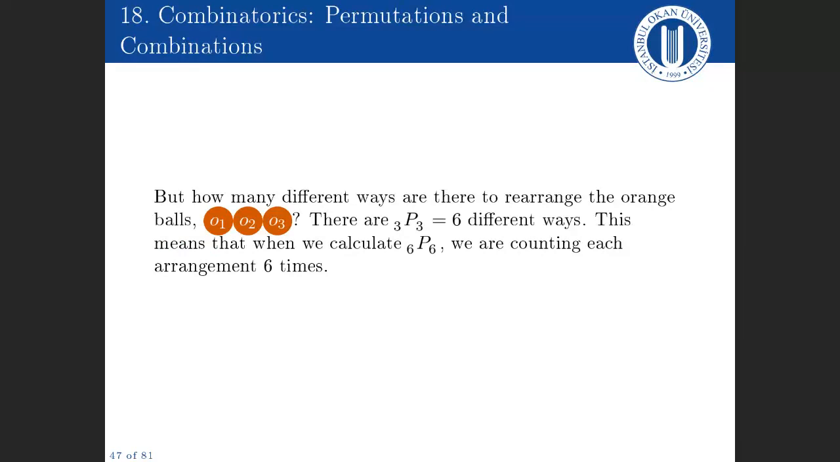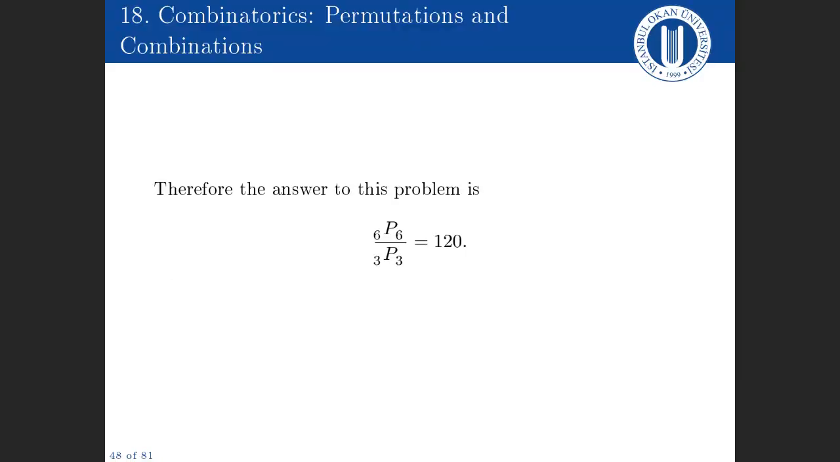So let's think of it this way. How many different ways are there to rearrange the orange balls? That we can answer as 3P3, or 6 different ways to arrange the orange balls. That means if we calculated 6P6, then we would be counting each arrangement 6 different times. So to get the correct answer, we're going to take 6P6 and then divide it by 3P3 and get the answer 120.